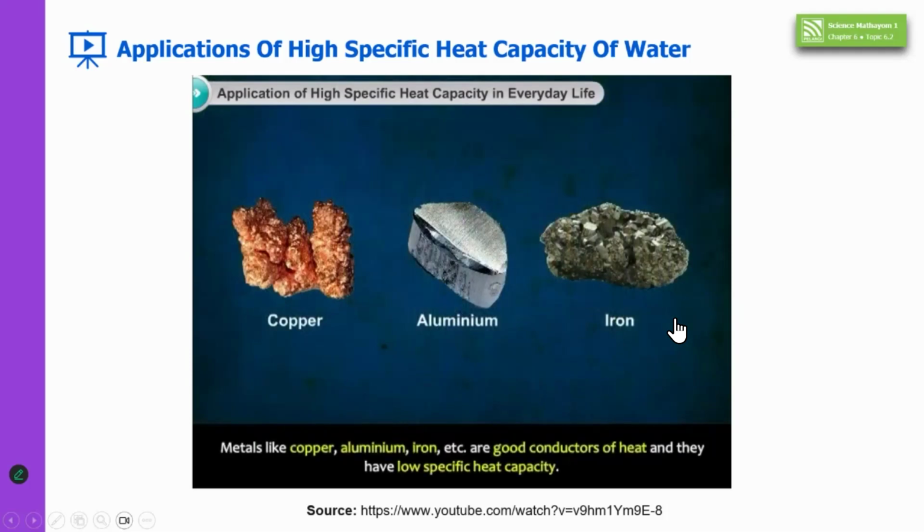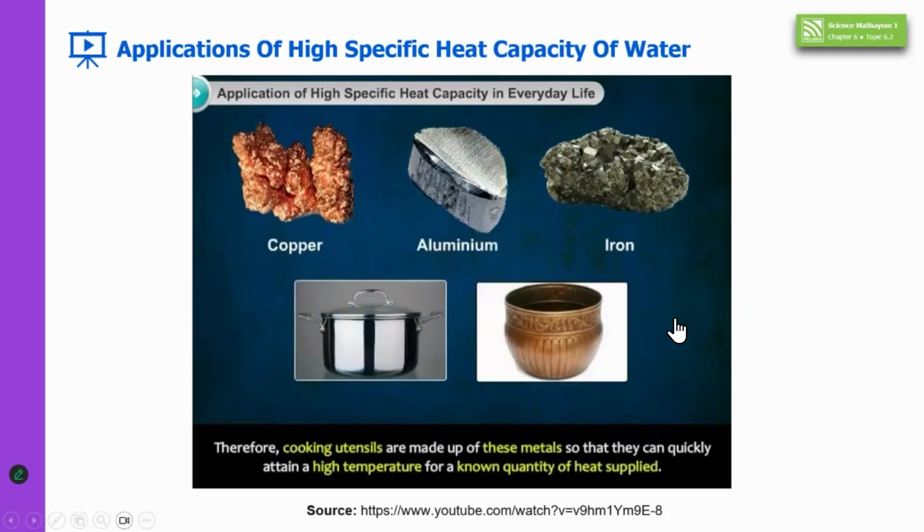Metals like copper, aluminium, iron, etc. are good conductors of heat, and they have low specific heat capacity. Therefore, cooking utensils are made up of these metals so that they can quickly attain a high temperature for a known quantity of heat supplied.